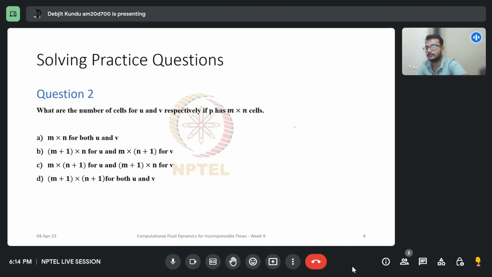So let me explain the question. Let's say I have a domain like this and I have discretized it in this manner, and this is a staggered grid. So this is for a staggered grid.